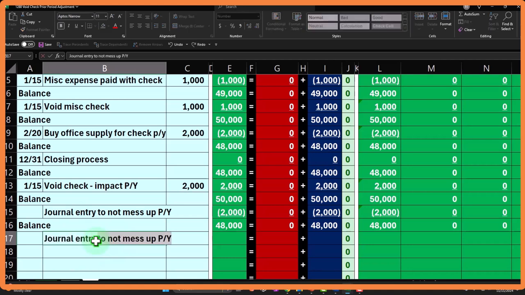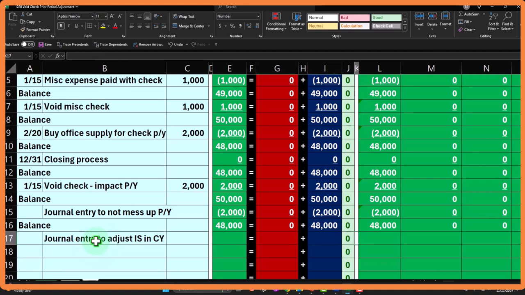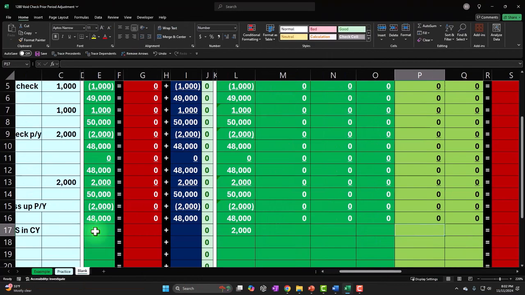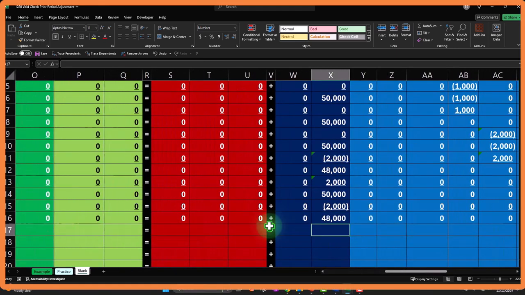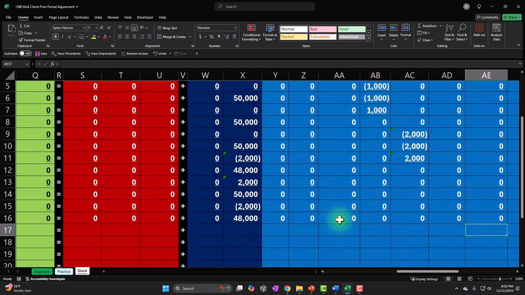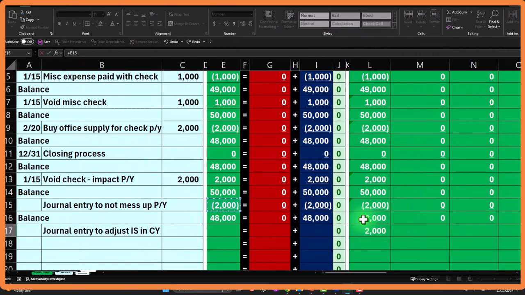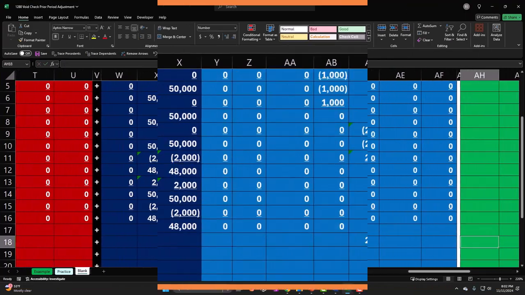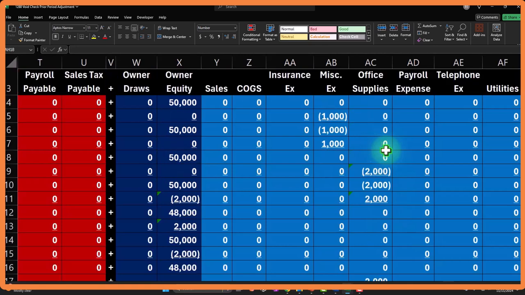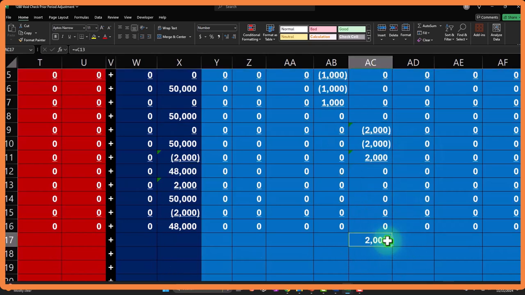So, a journal entry to adjust the income statement in the current year. Then we'll record it again, which is going to add it back, the 2000 here. But when I go over here, it's not going to go to retained earnings. Retained earnings now is correct because it reflects what the retained earnings was last year. And it's going to go to the income statement as of the current year, having a 2000 going the wrong way on the income statement, because remember, with office supplies, usually all expenses only go in one direction, decreasing retained earnings, right? But in this case, it's going in the other direction. Why? Because it's basically acting as income on the income statement.